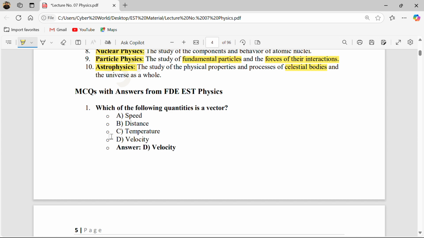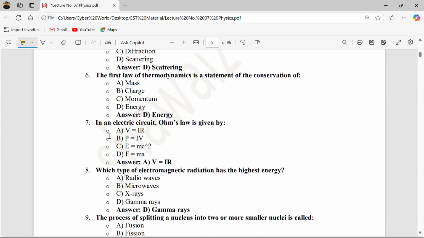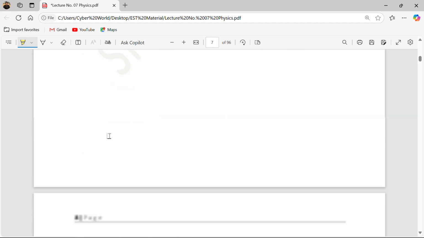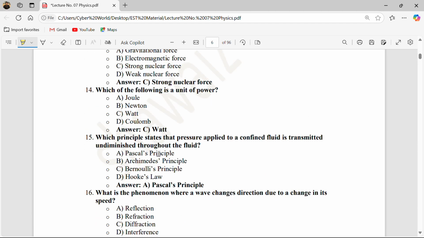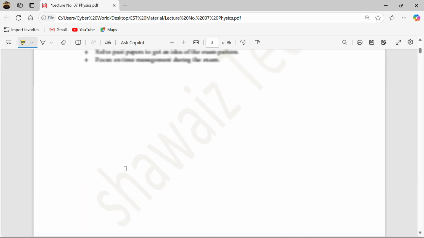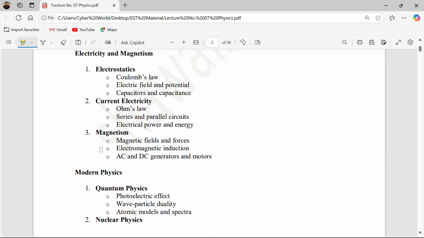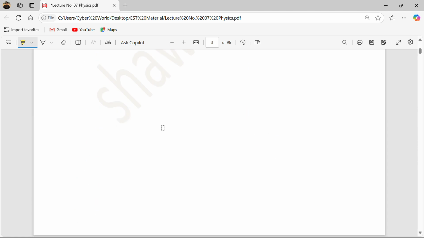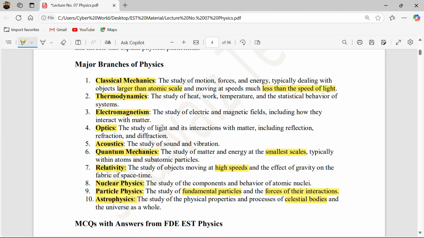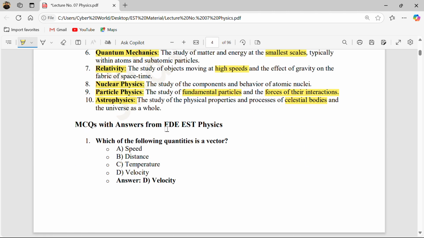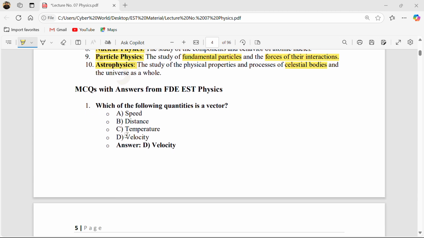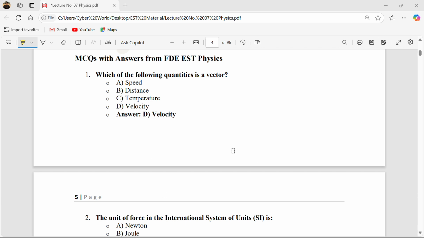Now move on towards our chapter number 1 MCQs. You can see there are many MCQs. In each chapter we make 20 MCQs. As I mentioned, you can see how many chapters there are: 1, 2, 3, 4, 5, 6. So there are a total of 6 chapters, and in each chapter we cover 20 MCQs, so it becomes a total of 120 MCQs. Let's start. We have the complete solution of these MCQs, and these are the most repeated MCQs in the past EST physics papers.